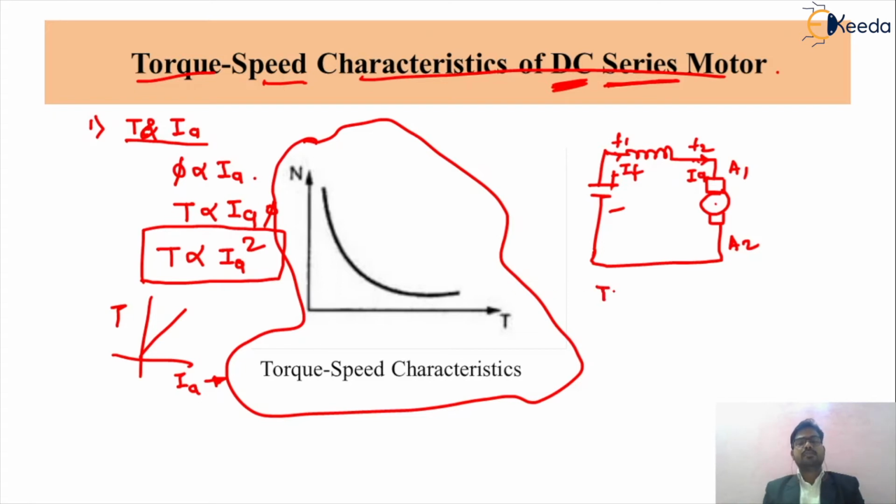Torque is directly proportional to Ia squared. That is the first expression, from the torque and armature current characteristics. The second expression is that speed is inversely proportional to the armature current. From these two characteristics, we can now draw the speed torque characteristics of the DC series motor. We can write Ia squared is equal to 1 upon Ia, because we want to equate torque and speed, and we get one very important concept.